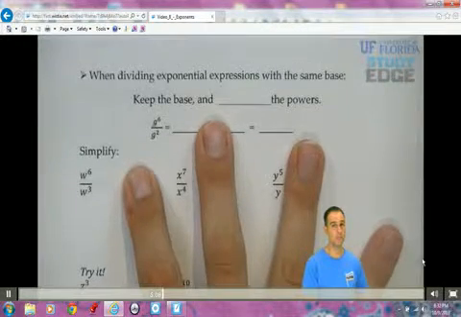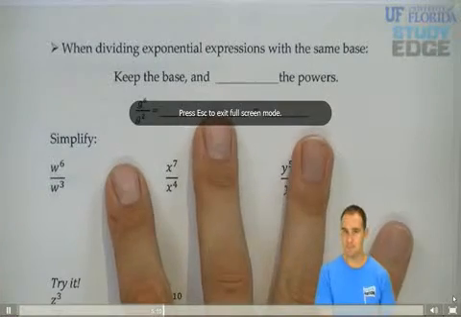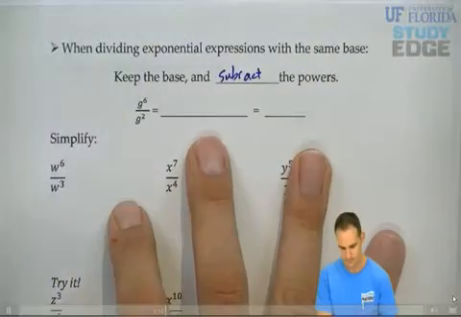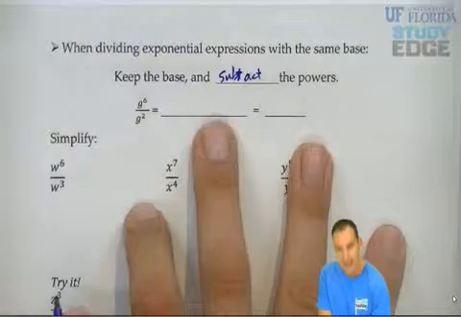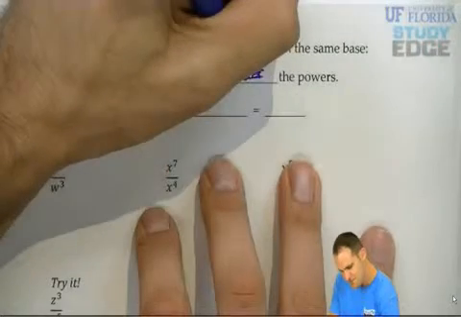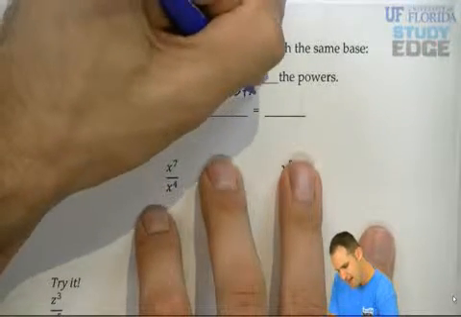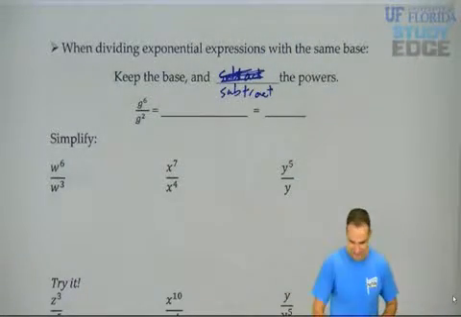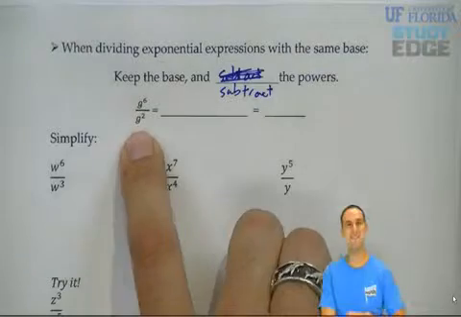Back to work. When you divide, what do you think you do? When you divide, you keep the base and subtract the powers. Subtract. That's subtract, that's subtract. Let's remember, I am math, so my English, there we go, subtract. Yes, I can spell. G to the 6 divided by G squared.